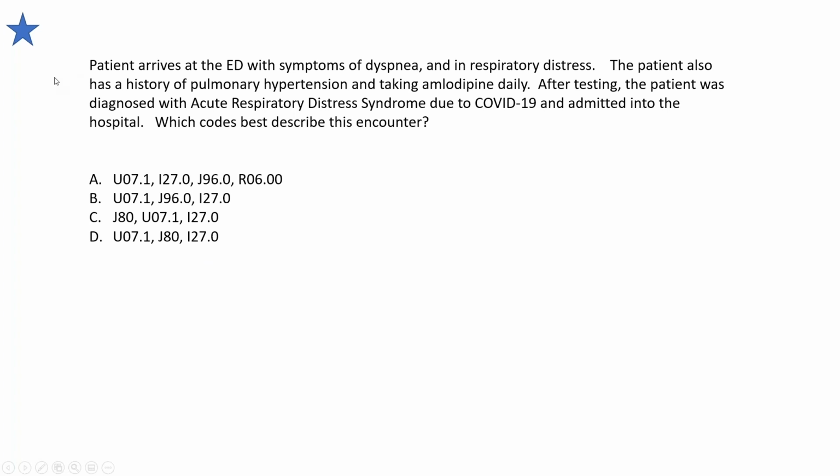Patient arrives at the ED with symptoms of dyspnea and in respiratory distress. The patient also has a history of pulmonary hypertension and taking amlodipine daily. After testing, the patient was diagnosed with acute respiratory distress syndrome due to COVID-19 and admitted into the hospital. Which codes best describe the encounter? All right. You have 1 minute. Your time begins now.